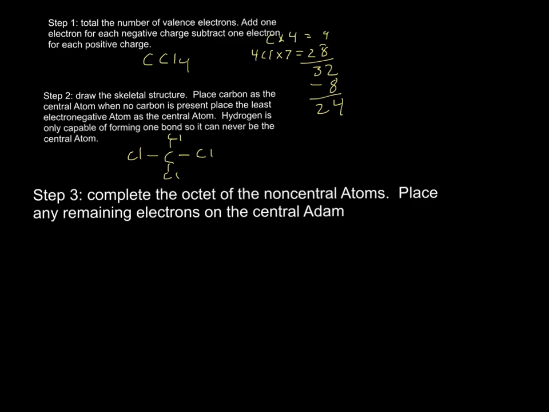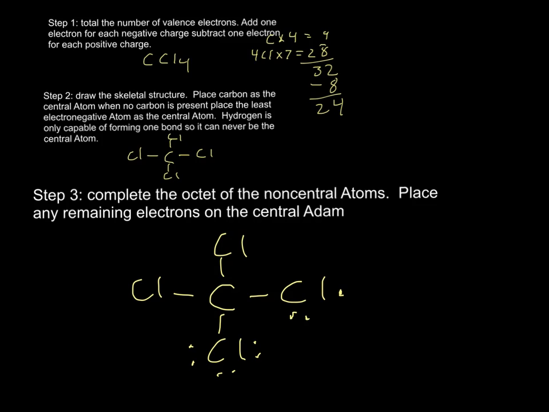For step 3, we want to complete the octet of the non-central atoms. At the moment, each one of our chlorine atoms has 2 electrons. Each one of our chlorine atoms is participating in one bond. So if I focus just on this chlorine atom here, it has 2 electrons from the bond. To complete its octet, how many more electrons does chlorine need? Chlorine needs 6 more electrons to have a total of 8, since it already has 2 from that bond. So if I give this chlorine 6 electrons, 1, 2, 3, 4, 5, 6, it now has 8.